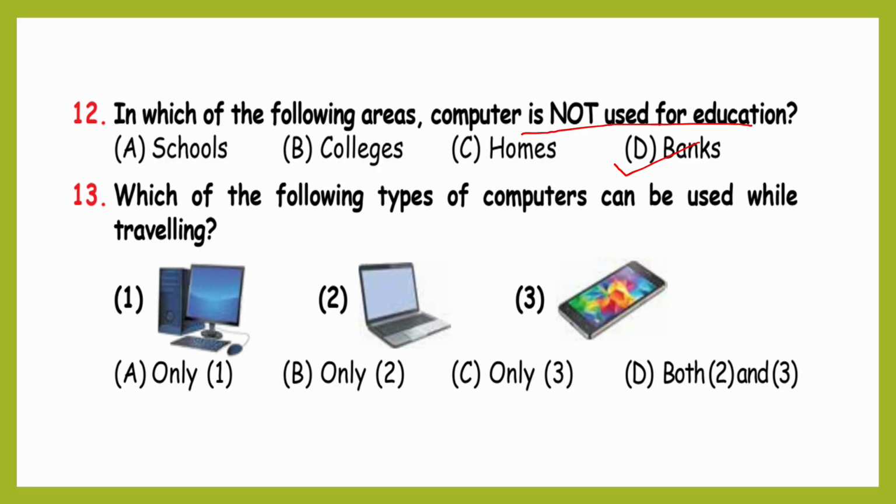Then, which of the following types of computers can be used while traveling? Option A desktop computer, option 2 laptop, option 3 mobile phone. Both laptop and phone can be used while traveling as they are easy to carry. So, the correct answer is option D, both 2 and 3.